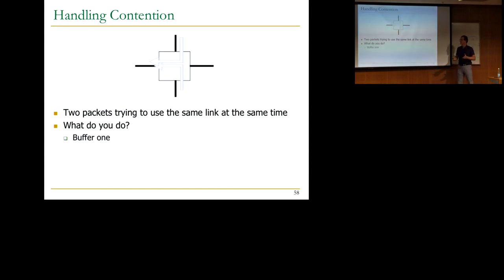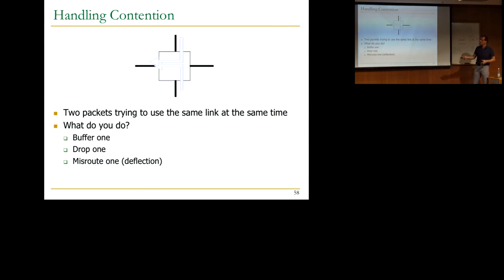Three choices. One is buffer one and let the other one go. The other one is drop one. And the other one is misroute one. Right, these are three fundamental choices. You can combine all of them together also. This is called deflection. Of course, there are implications. If you do the buffering, you need to have buffers, and you need to have enough buffers. You need to communicate the availability of the buffers to the senders, so you have buffer management overhead.